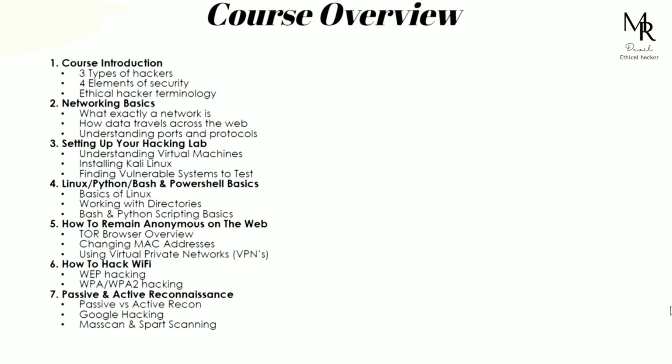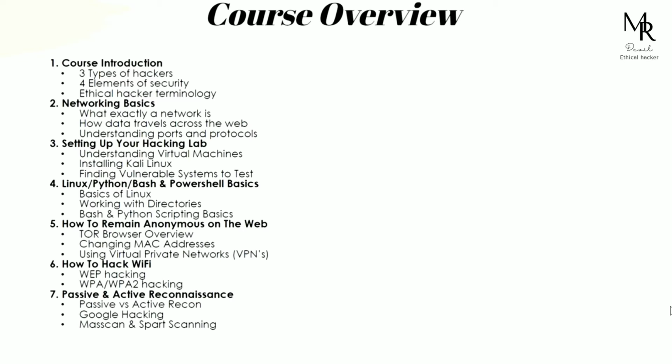And so here are the sections 1 through 7. In the course introduction, section 1, we're going to go over the 3 types of hackers. We're going to go over the 4 elements of security. We're going to go over some important terminology for ethical hackers. Section 2, this is where we're going to go over the network basics. We're going to show you exactly what a network is, how the data travels across the web, and understanding the ports and protocols and how they are involved within the networking section.